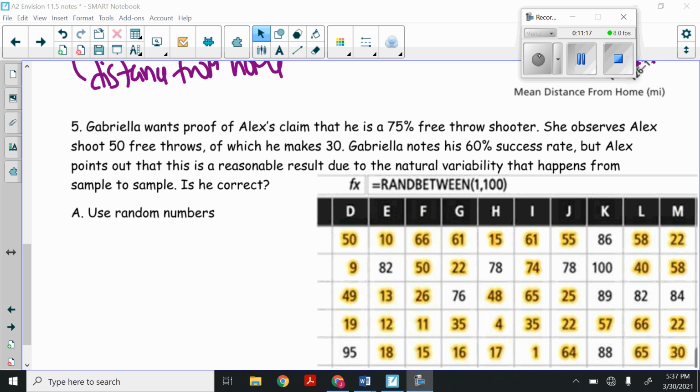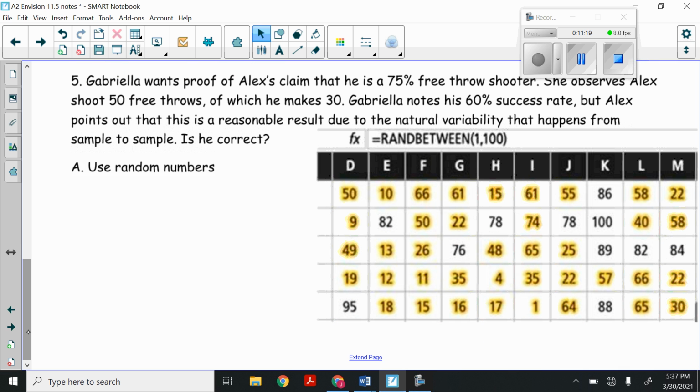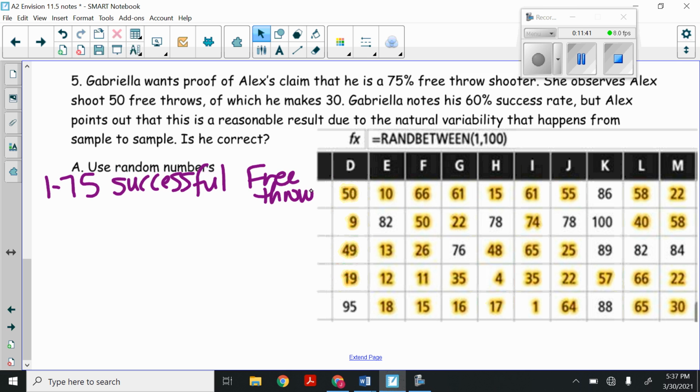So first, use random numbers. Here I just showed you, you can do this in a spreadsheet, or our calculator will do random number generation. This is the chart that they made, and they said that they're going to use numbers 1 through 75 as successful free throws. And then they will use numbers 76 to 100 as missed shots.